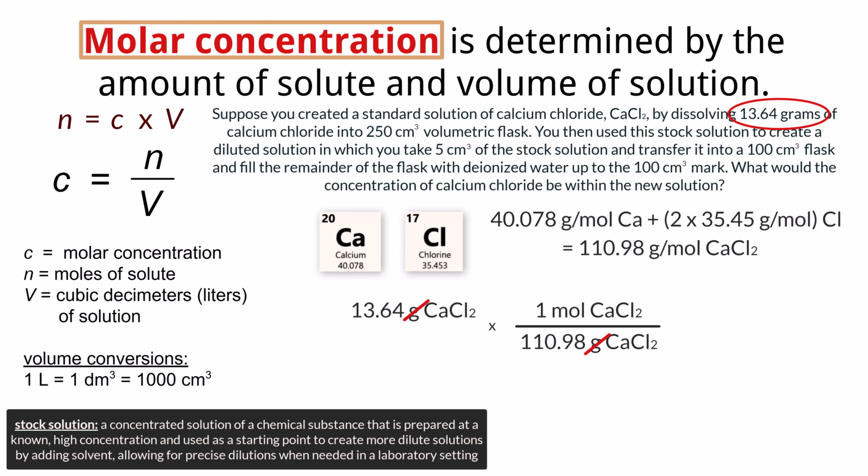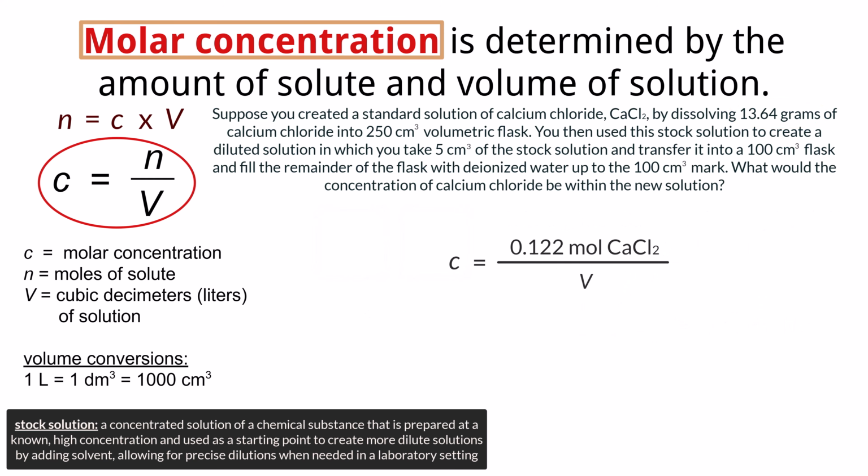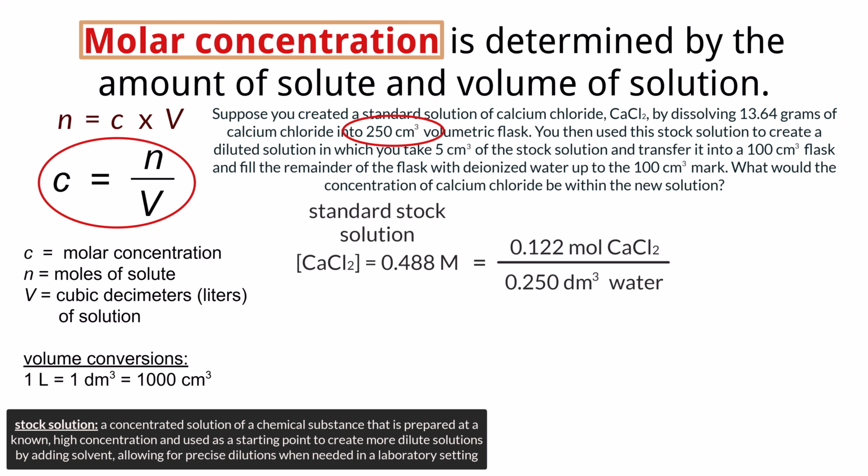So we know that the solution contains 0.122 moles of CaCl2. We divide 0.122 moles of CaCl2 by the volume of the stock solution, which is 250 cubic centimeters. But we need to use decimeters here, and 250 cubic centimeters is equal to 0.250 cubic decimeters. So 0.122 moles divided by 0.250 gets us a molar concentration of 0.488 moles per cubic decimeter. This again is for our standard stock solution, which we can use to calculate the concentration of the new solution.